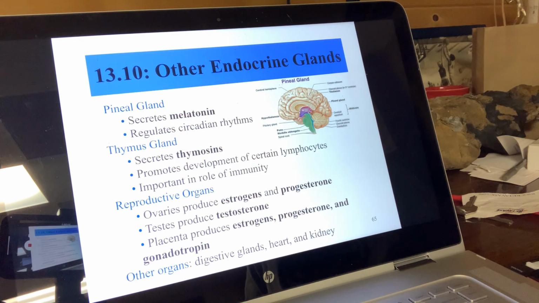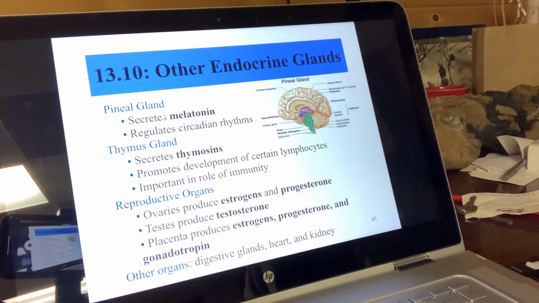Other endocrine glands. The pineal gland. The pineal gland we talked about earlier in the semester when we talked about structures of the brain. It is a small gland that sits back here, and it is a gland that secretes one hormone. That hormone is called melatonin.